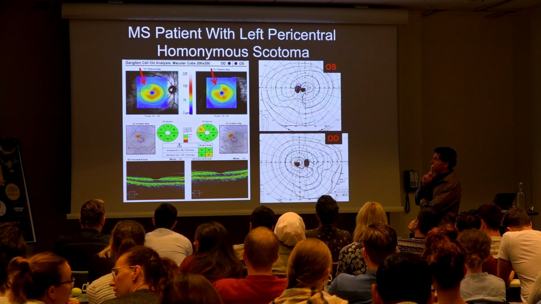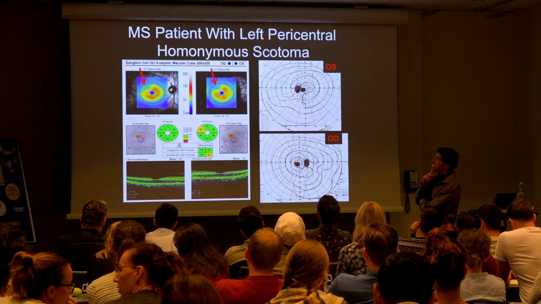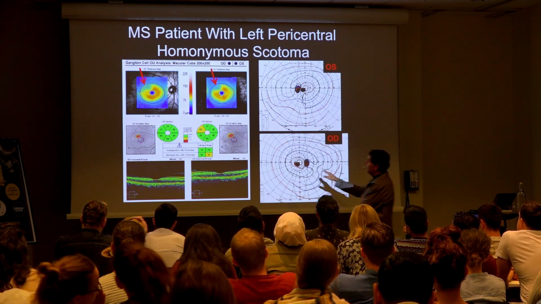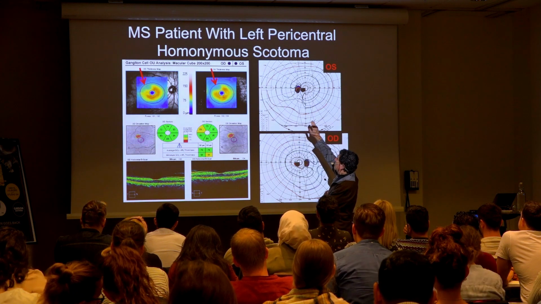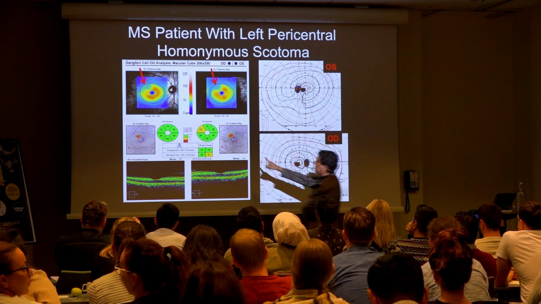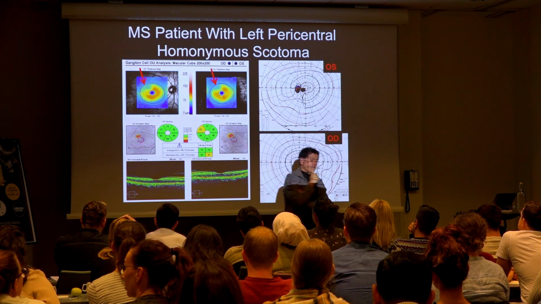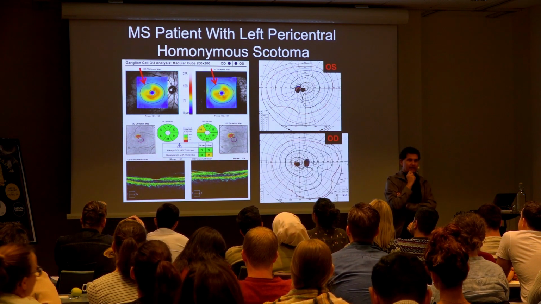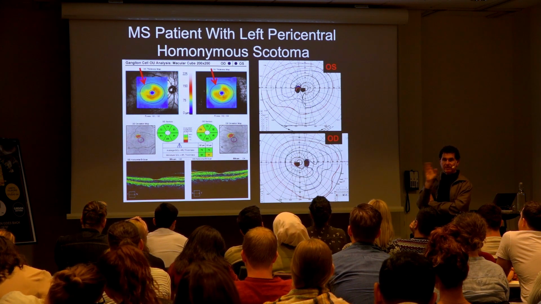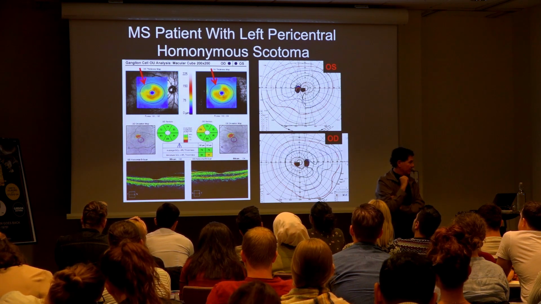Okay, this is really interesting. This is an MS patient who had a left pericentral homonymous scotoma. So this is very localized and homonymous. And there was thinning in a corresponding location in the ganglion cell layer. Now, it's hard to get a tract lesion to give that small of a defect. Usually it would have to be post-geniculate, but yet we're showing ganglion cell layer thinning.